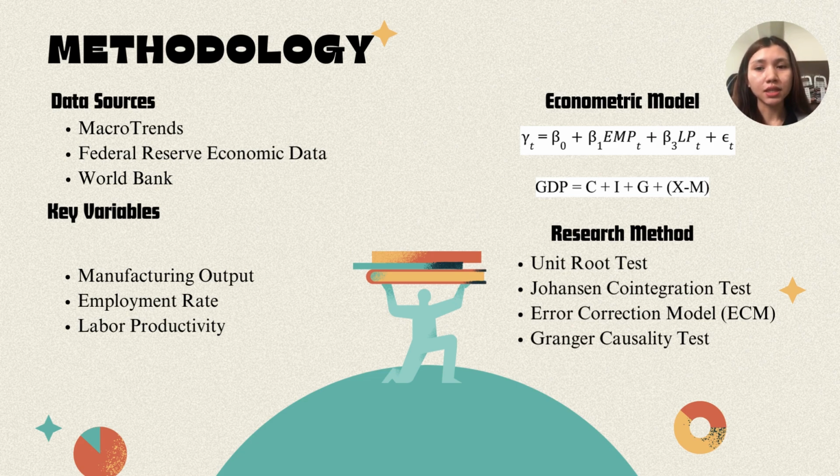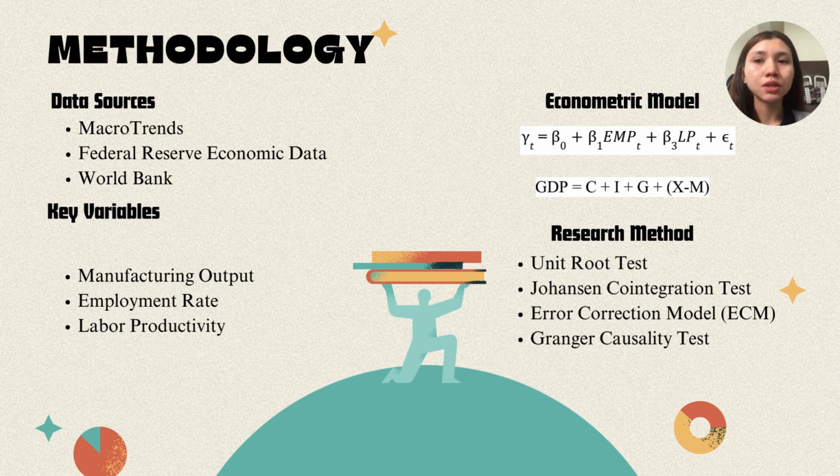The next one is the data set for our study, which spans 1995 to 2022 with quarterly observations. This time frame captures economic cycles and structural changes in Japan's manufacturing sector, ensuring a comprehensive analysis of short-term dynamics and long-term trends. Next is the research method that we use in this study.